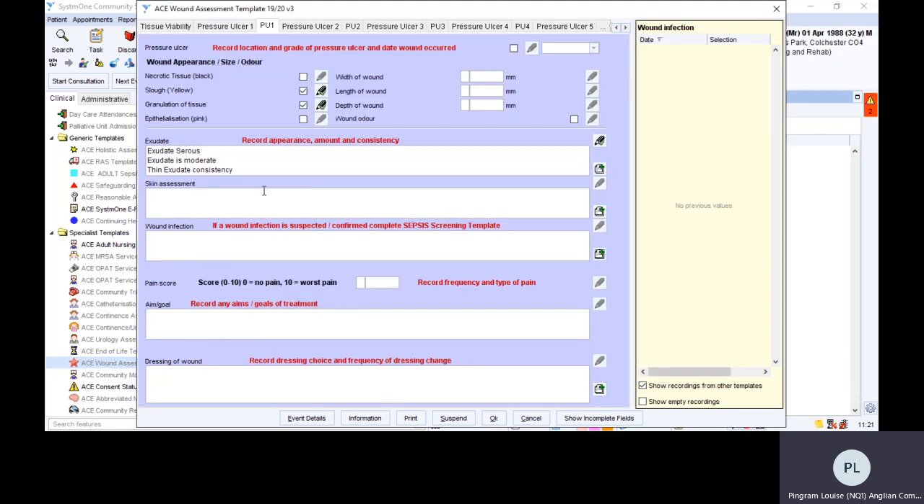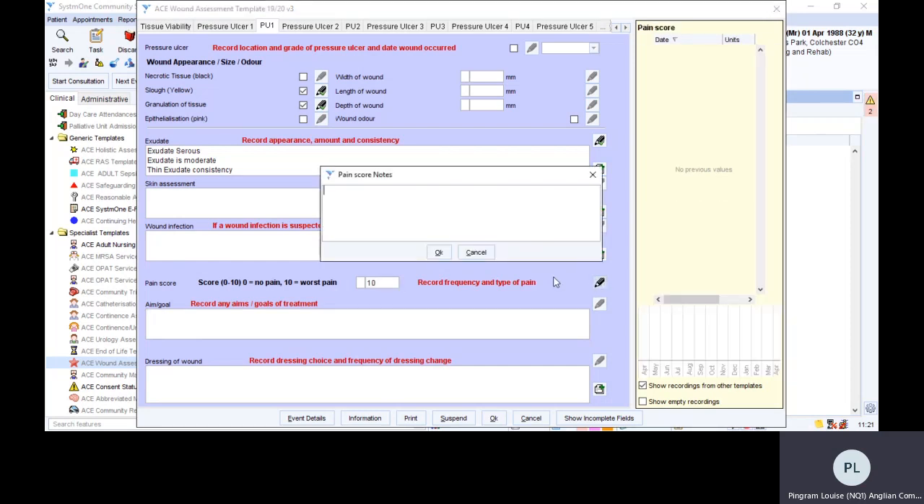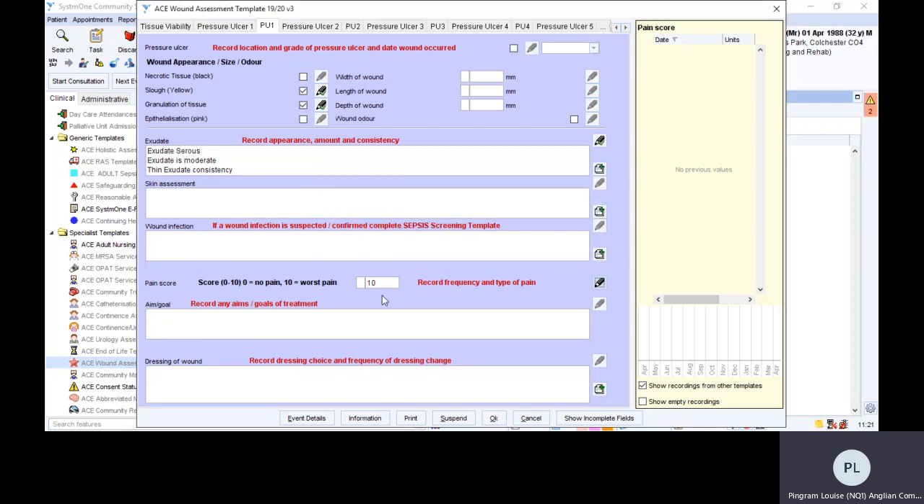Just remembering, if you do query an infection, that we do need to be screening the patient for sepsis, as obviously they could be at higher risk. There's then an assessment of pain, so putting in there what pain the patient reports. When you put that assessment in, you are then able to use the pencil to write what type of pain it is, how frequently the patient gets it, what pain relief they're taking, so you can just put a little bit more information in there.